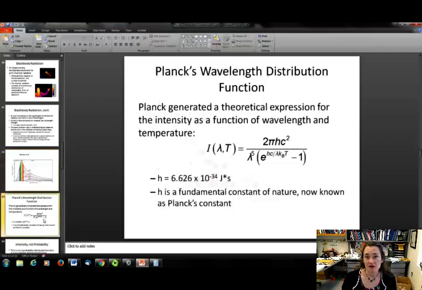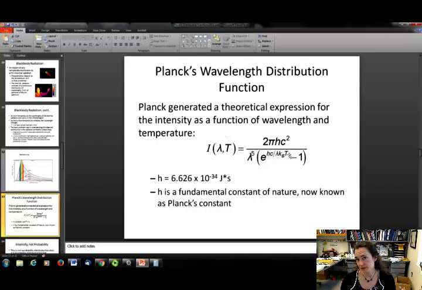So Planck fitted this curve, and he generated this theoretical expression. This is what he came up with. He showed that the intensity of the radiation is a function of the wavelength and the temperature. Here I symbolizes the intensity, lambda the wavelength, and T the temperature in Kelvin. And then he came up with this constant. It was a fit constant, fit to the data, that eventually became named after him, Planck's constant, 6.626 times 10 to the minus 34 joule seconds. So it's a very small number.